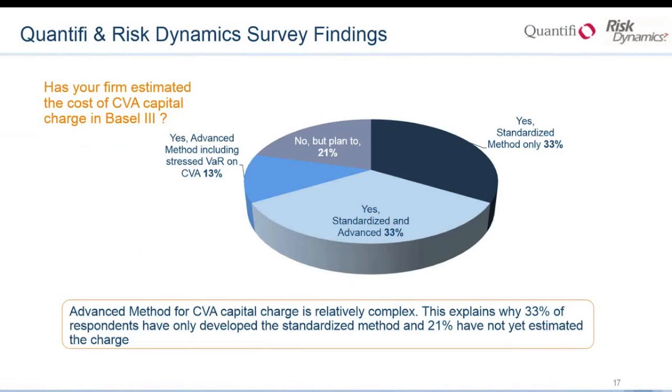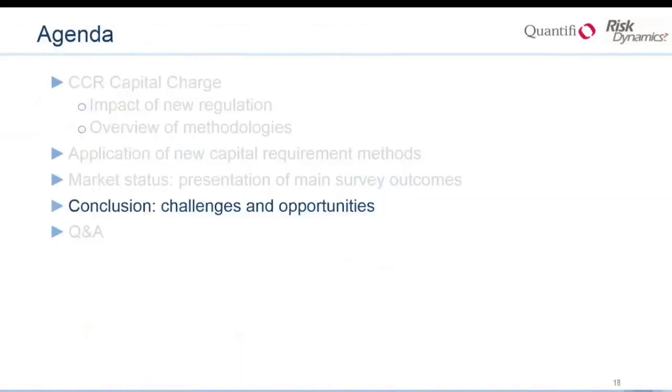From among others, the prevailing method is the standardized method or a combination of standardized and advanced. Only 13% for now are using the advanced method, including stressed VaR on CVA. And the reason is that the advanced method for CVA capital charges is relatively complex, and that explains why only 33% of respondents developed this method and 21% haven't yet estimated the charge. And now I pass the mic back to Aurelie.